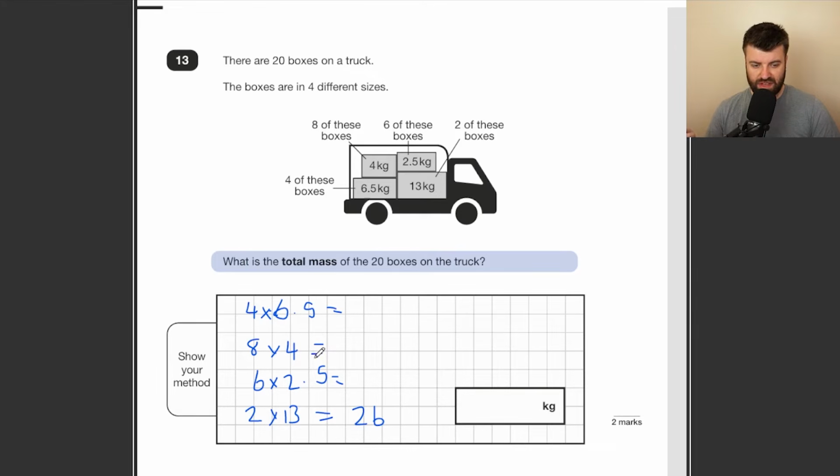6 times 0.5 is 3, so that's going to get me 15. Just split it up into 2.5. 8 times 4, simple times tables. Excuse me, 32. 4 times 6.5, or you could take 6.5 times 4. When I times by 4, I double it, then I double it again. 6.5 doubled is 13. Double it again is 26.